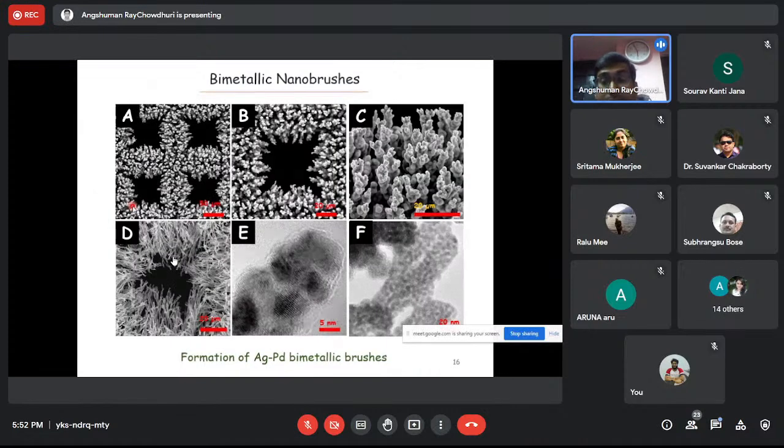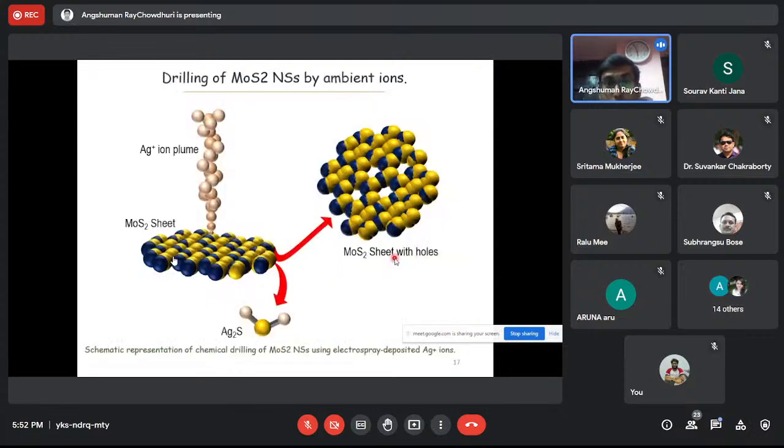So what is the most important thing is that the bimetallic structure is also possible. Previously they observed that they sprayed silver acetate on the metal substrate, and they got a bush kind of structure for the silver. After that, they started spraying silver and palladium together, and they got a bimetallic, alloy kind of structure, kind of nano brushes.